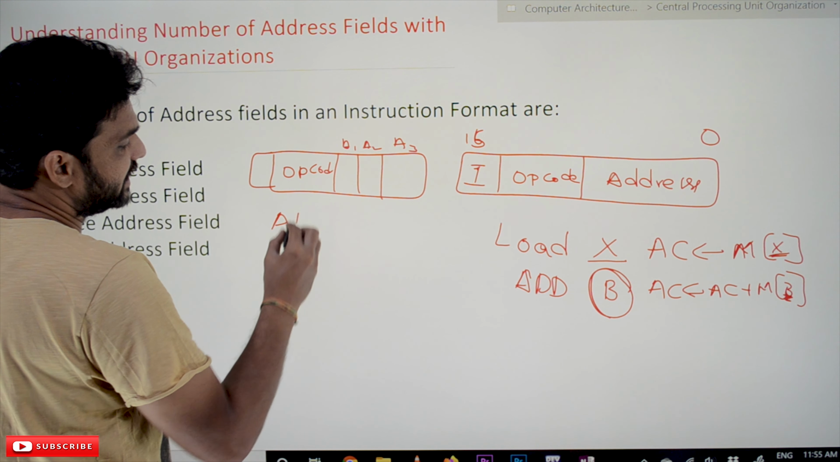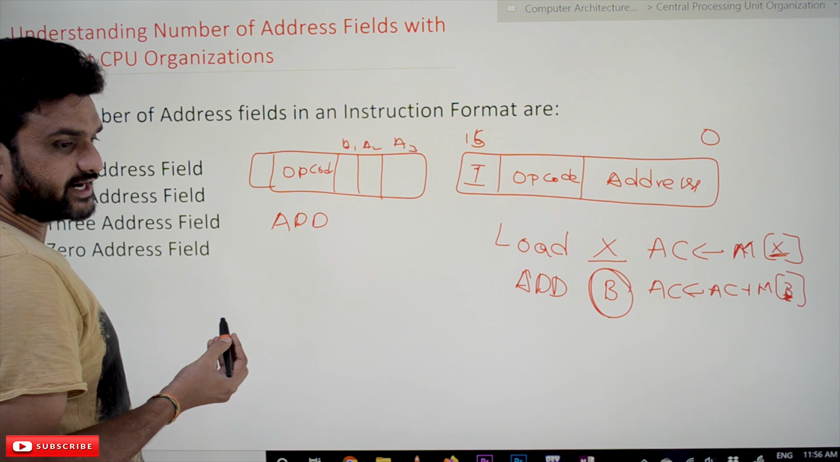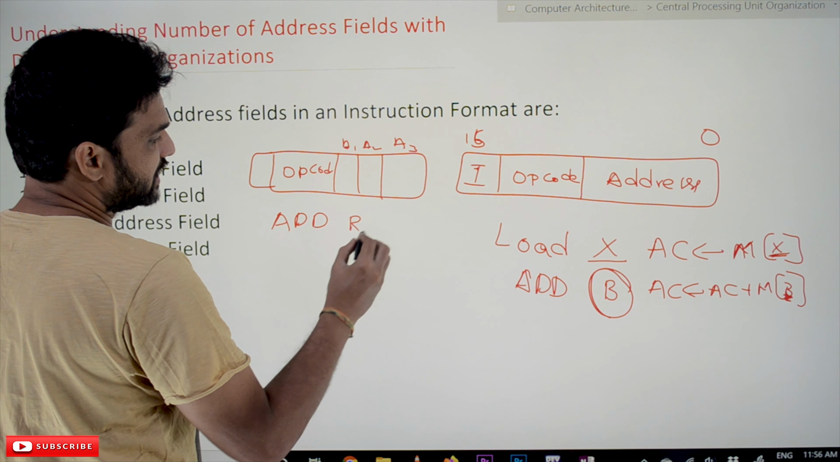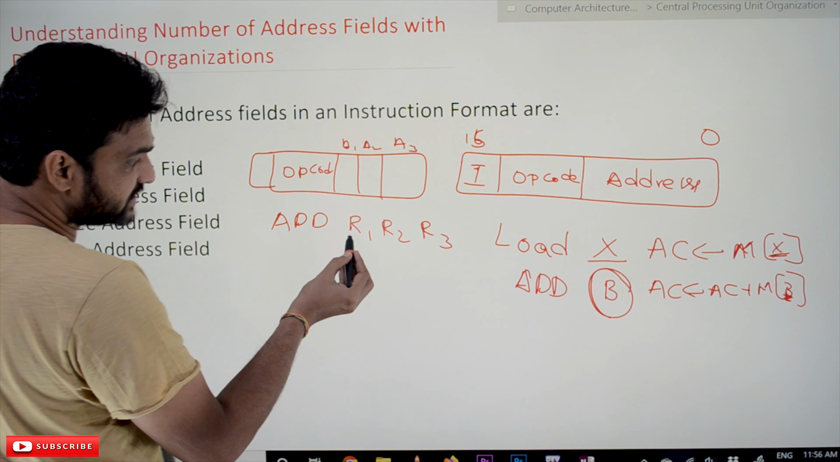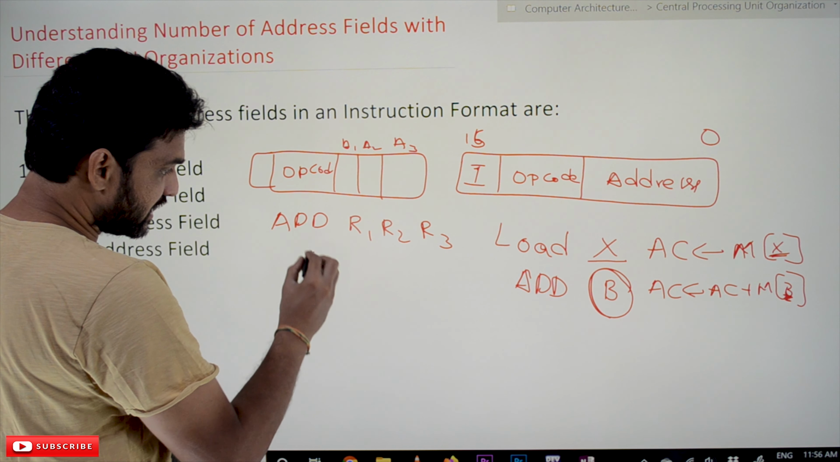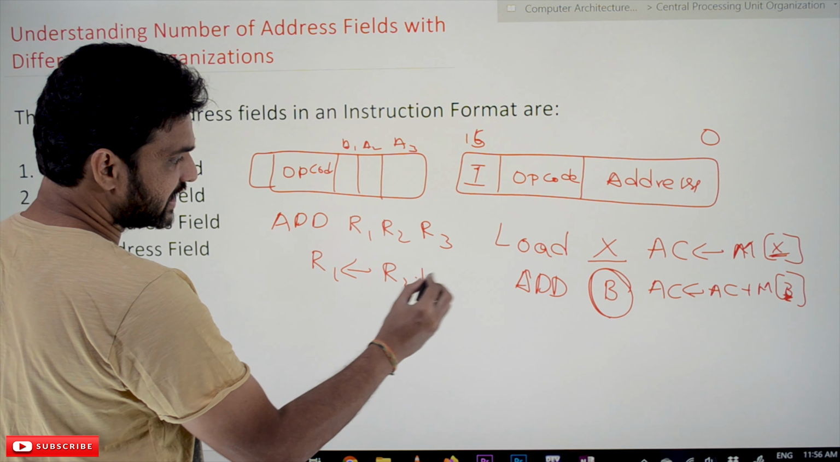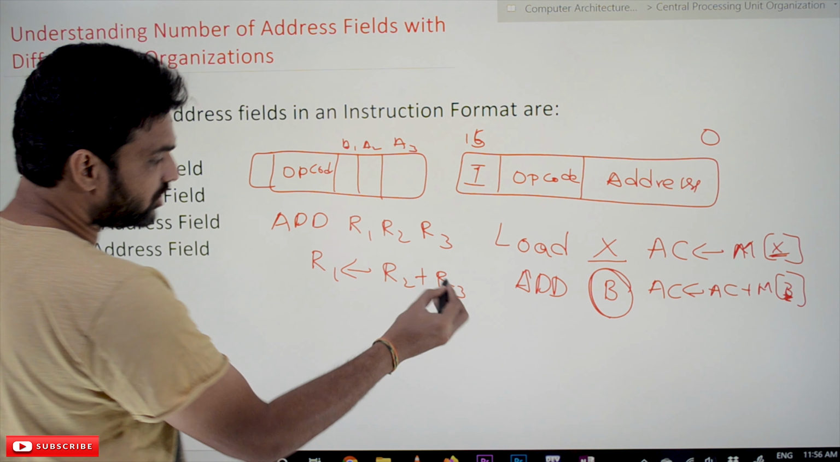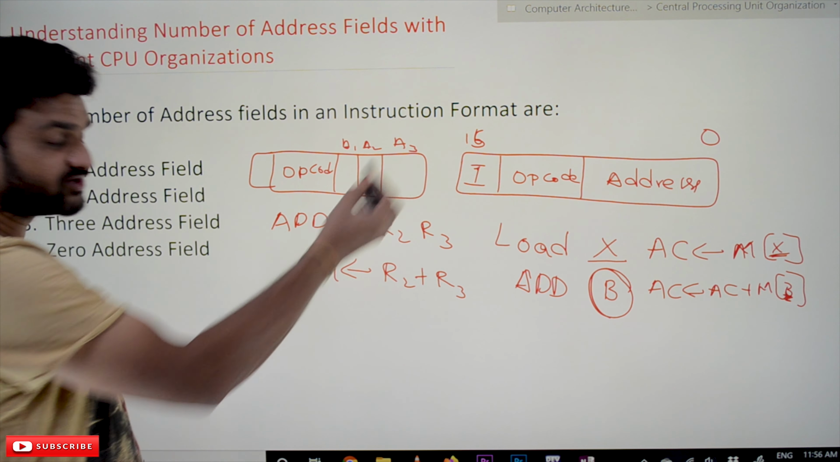For example, add R1, R2, R3. All these address fields are register addresses. What this states is that R1 plus R2 plus R3 has to be stored in the register R1. So 3 address fields are used.